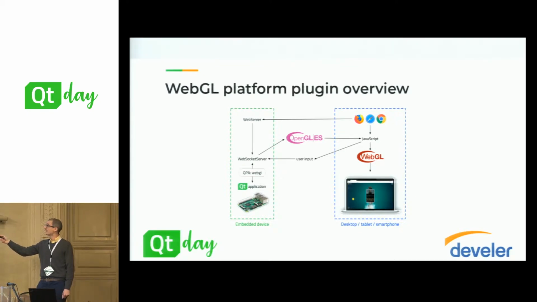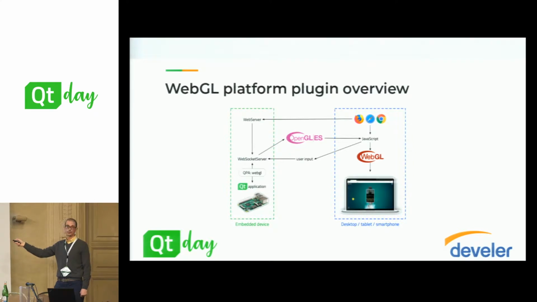Okay? Then, when the client connects, the web server will serve a web page to the client. That web page is fixed for now. It's in the platform plugin. And basically, it has just a canvas and some JavaScript to interpret user inputs. So your application will send OpenGL commands to the browser, which will render them through WebGL on the client.